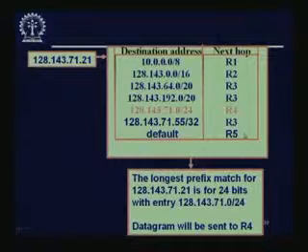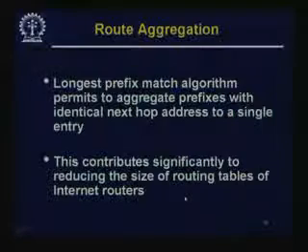Default router or gateway is shown as R5. So, the longest prefix match for this is for 24 bits with this entry. You can find this out if you actually break up 21 into its binary form and see how many bits are matching. This is matching with this 24 bits, etc. So, the datagram will be sent to R4.